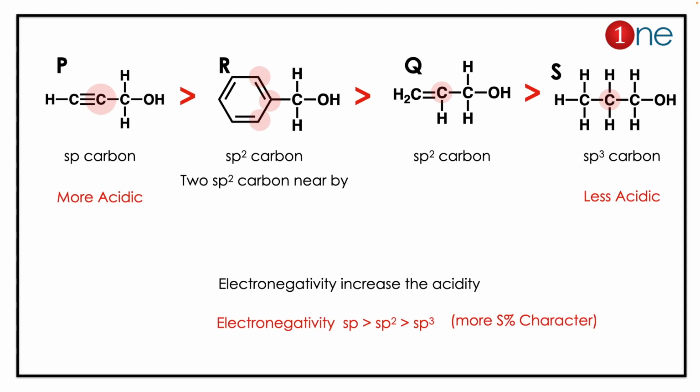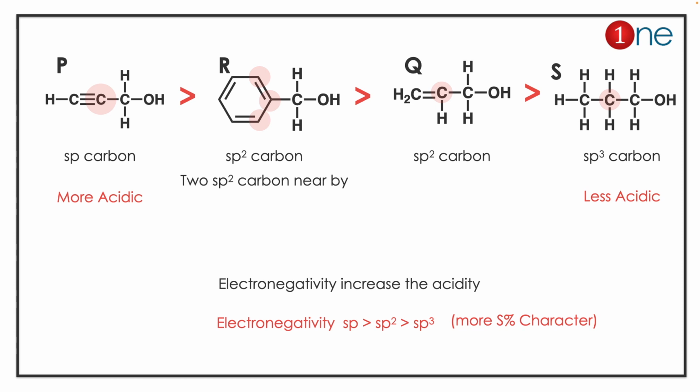Here the answer is simple if you know the hybridization and its acidity. In hybridization, electronegativity difference arises due to S character. The more the S character, the more the electronegativity. Because when S is more, it's nearer to the nucleus, the attraction is more, so it is more electronegative. And electronegativity increases the acidity.